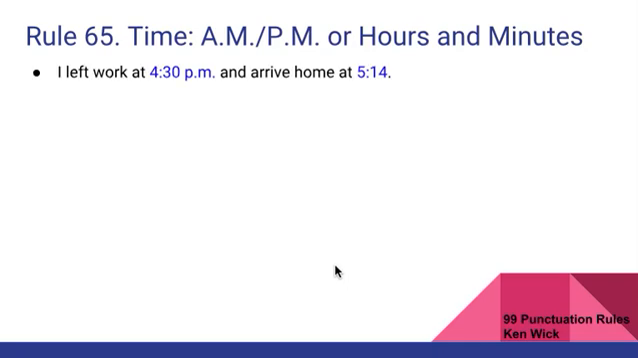So some examples. I want to work at 4:30 p.m. So we use the colon with the 4 and the 30. We just put a colon between those to express a time. PM is lowercase. And arrived home at 5. The person probably said 5:14. So we use a colon between the 5 and the 14, showing that it's an expression of time.